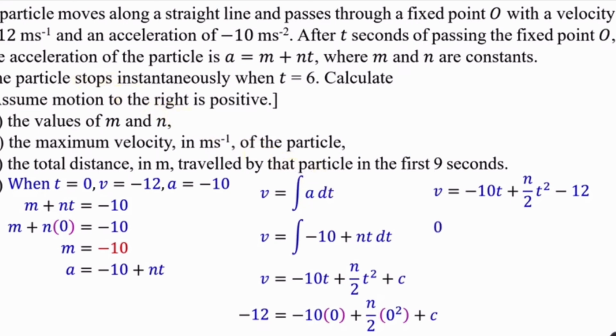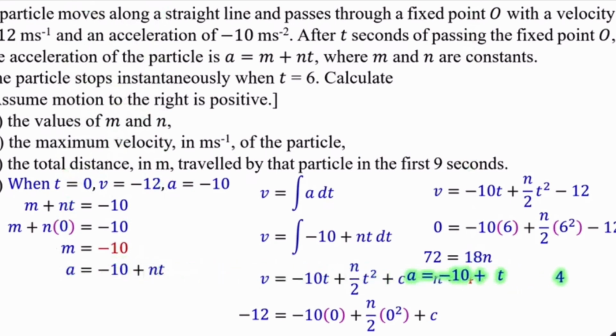So we write again, velocity is equal to negative 10t plus n over 2 t squared minus 12. Before we substitute t equal to 6 into the velocity to find the value of n, because the velocity is 0 as the particle stops instantaneously when t equal to 6. With that, we can actually solve the value of n. So n is equal to 4. Hence we can write down the acceleration as negative 10 plus 4t.